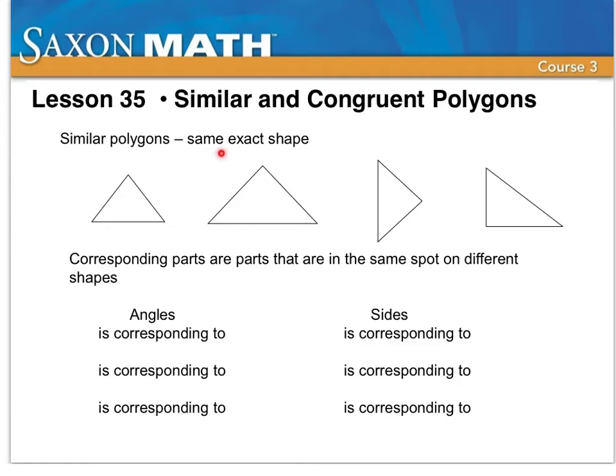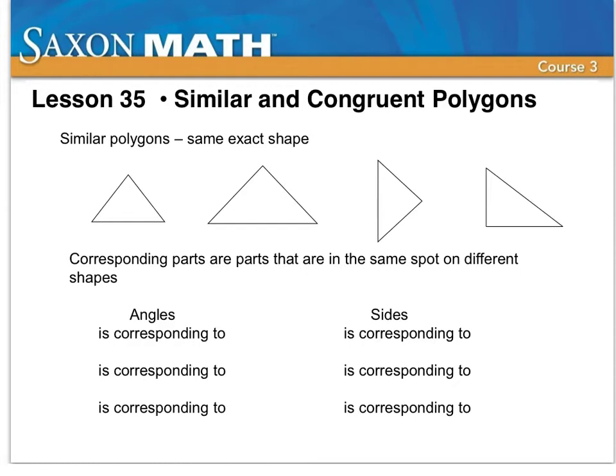Similar polygons have the same exact shape. When I look at these four triangles, I'm looking at the same exact shape. This one and this one are the same exact shape. One's bigger than the other, but that doesn't matter. This one is also the same exact shape, it's just turned compared to the other ones. So these three are similar. However, this one over here is not similar because it is not the same shape as all the other ones. It is slightly different. It is a right triangle, whereas the others are not. So this one is not similar with the other three. That's how we identify similar.